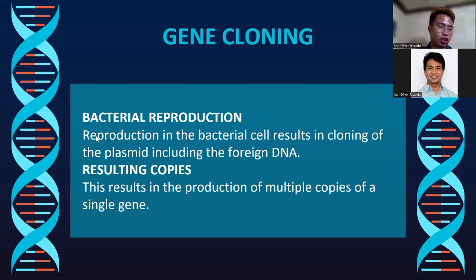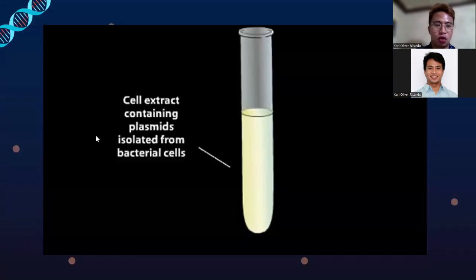Okay? So yung gene cloning natin acts as in making copies of a single gene. So cloning can actually provide a pure sample of an individual gene separated from all the other genes that it normally shares with the other. Okay. So we have here, for example, yung cell extract containing plasmids that is isolated from a bacterial cell.